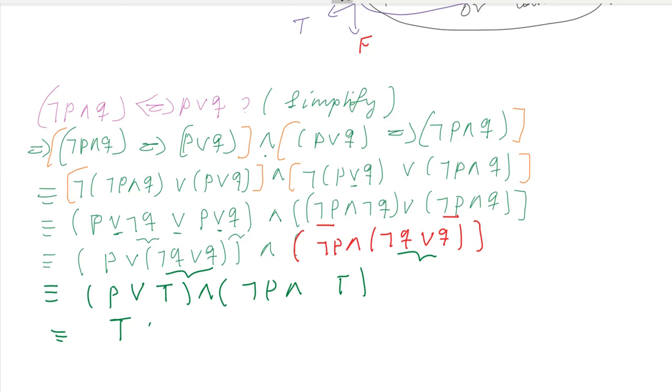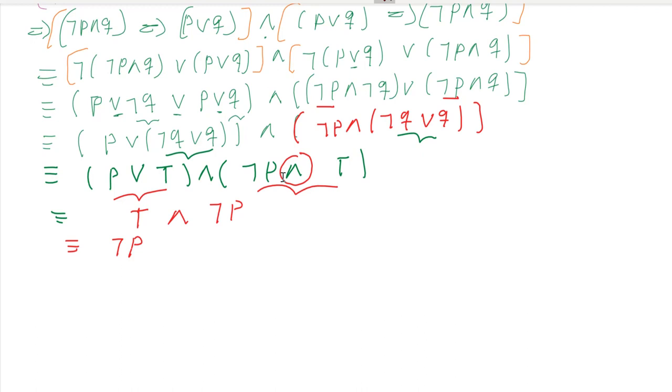And here we have the negation of P or P, a tautology, and the disjunction of a tautology with P is always a tautology. And here also, the disjunction between a tautology and a proposition is the proposition itself. So lastly, you can see that our result has reduced into a tautology and negation of P, which gives the result negation of P. So negation of P takes two possible truth values. One is false and the other is true.